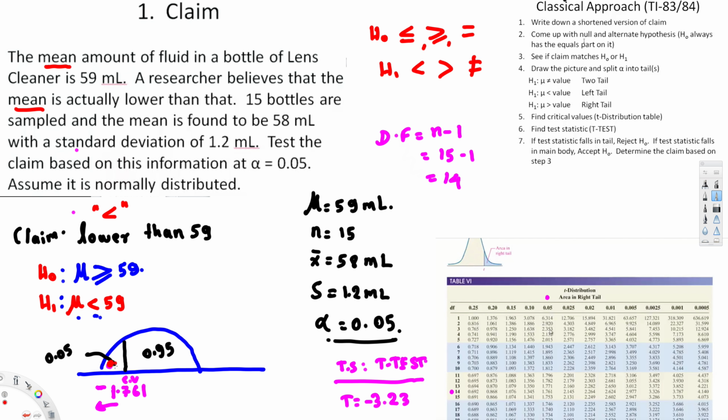Let's write our final conclusion. We reject H0, so if we reject H0, we accept H1. The claim is H1, since we found that mu is lesser than 59, and that was H1. So we are going to accept the claim. That's going to be the final conclusion: accept the claim. And that's how we do this kind of problem. I hope this helps. Thanks for watching.